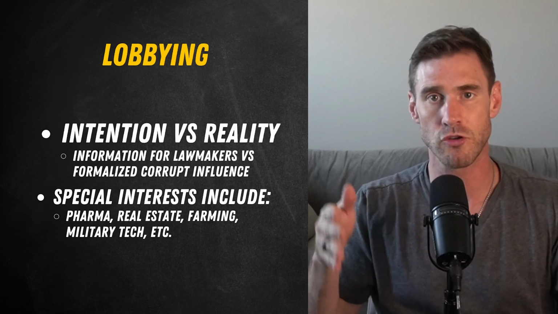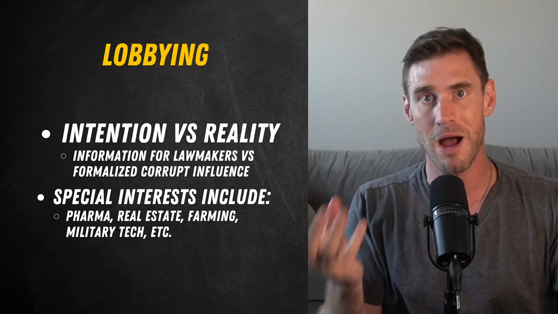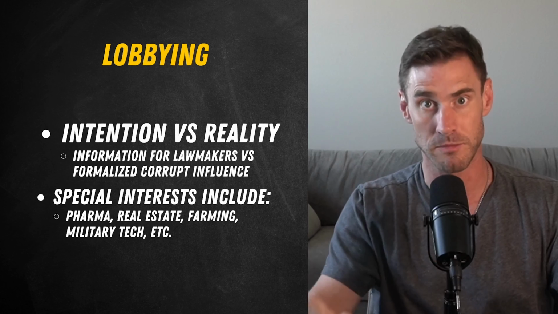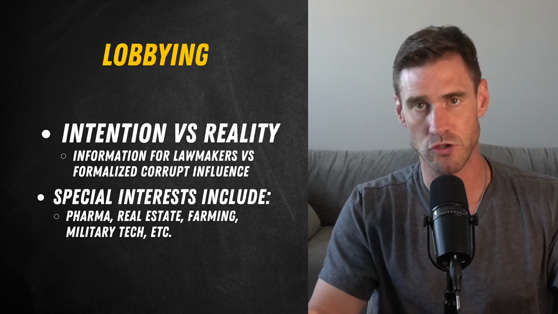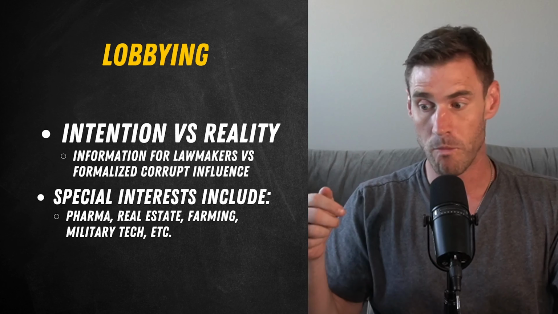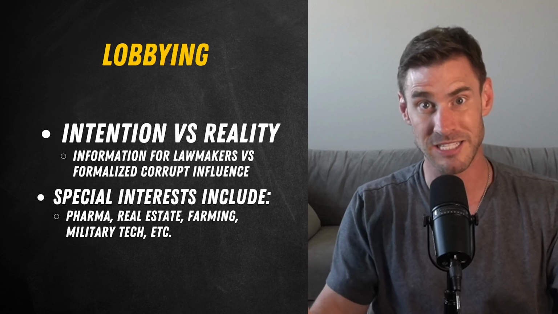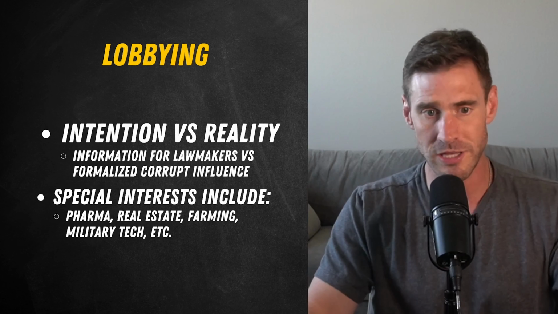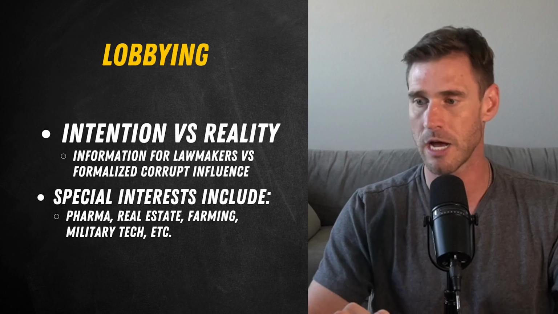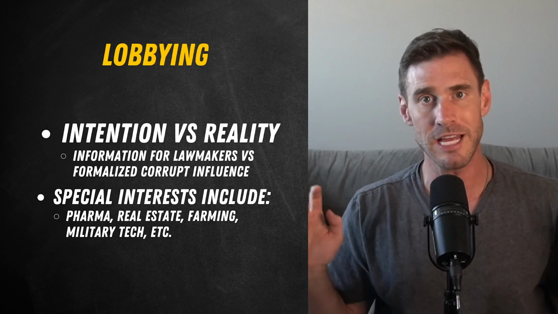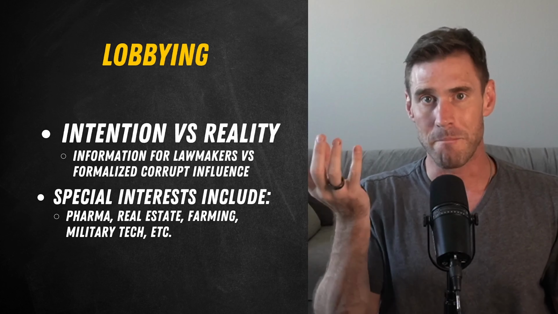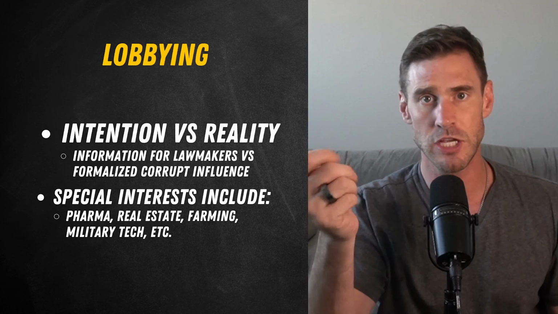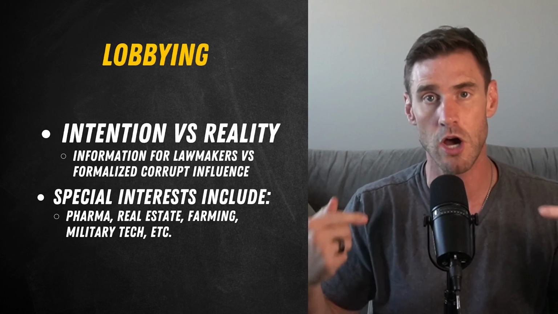Lobbying is a special interest group. Okay, so it's a group that wants policy to help it get its desired outcomes. So it could be something like Mothers Against Drunk Driving. They raised the drinking age because mothers lost their children to drunk driving accidents. So they lobbied the government to raise the drinking age to lower drunk driving. It could be a whole bunch of things. It could be pharmaceutical companies, real estate companies, farming, military tech, whatever it is. If you have a business or a family business, or you could just be an individual and you want to change policy, you can go and lobby the government.